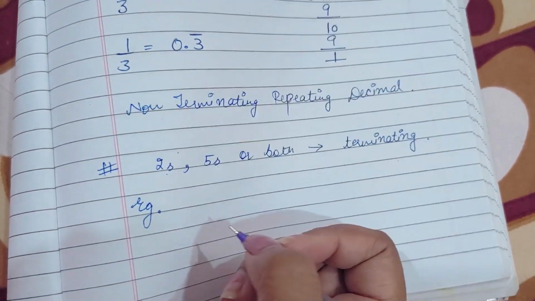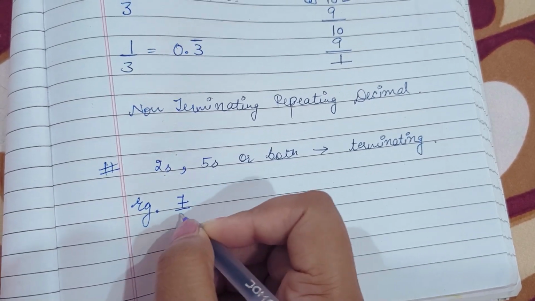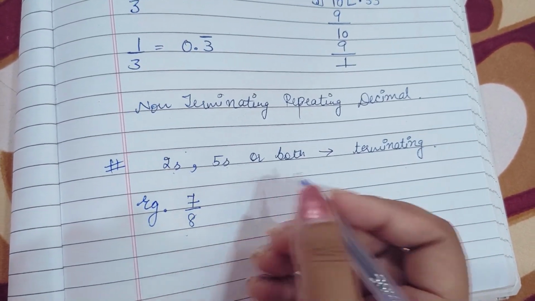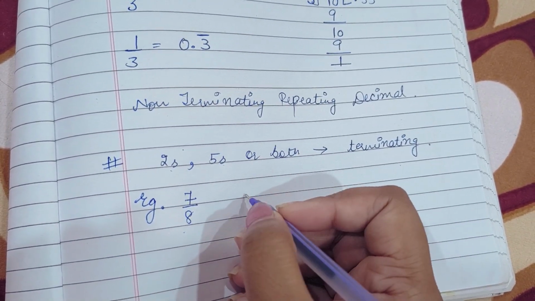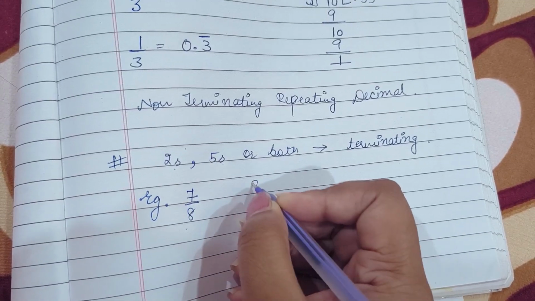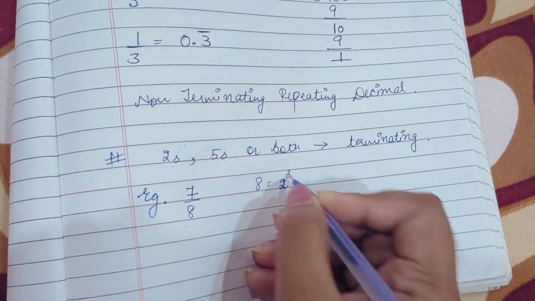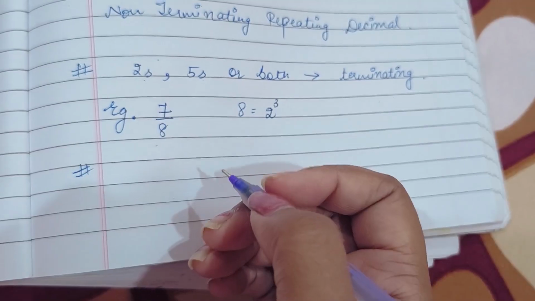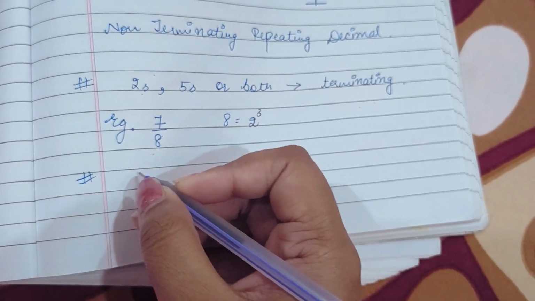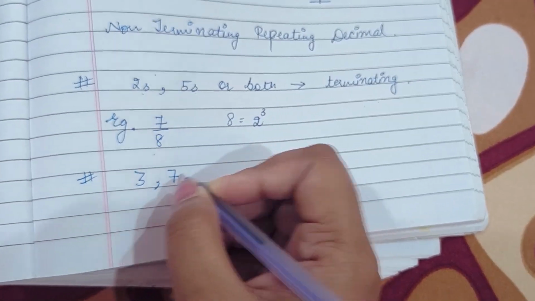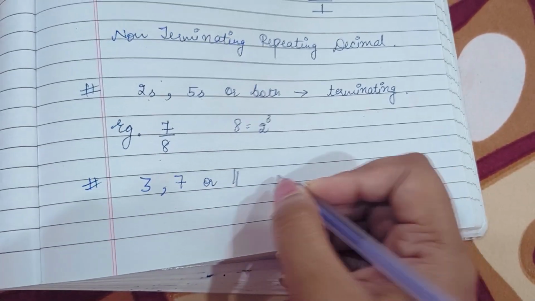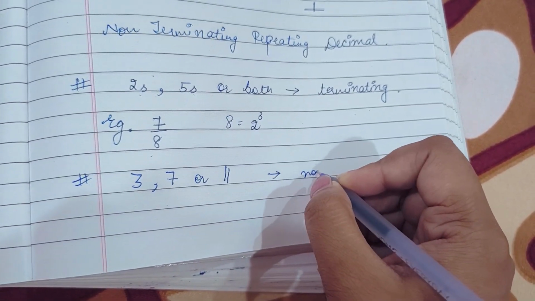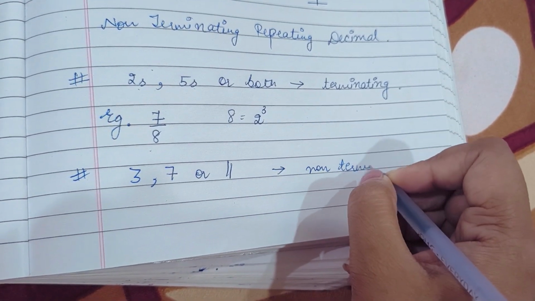Example, 7 upon 8. 8 is a multiple of 2. 8 is equal to 2 cube. Then it is terminating. If there are any other prime numbers like 3, 7 or 11, then it will be non-terminating.